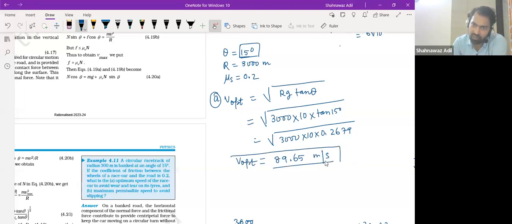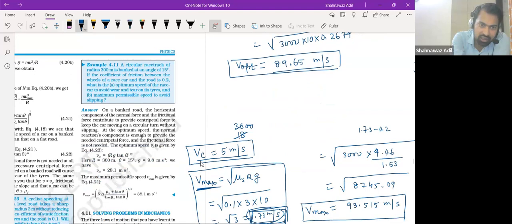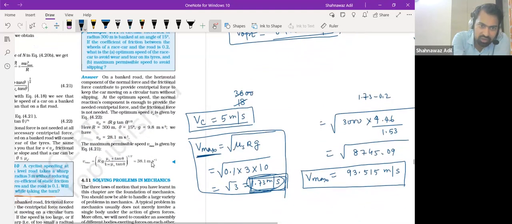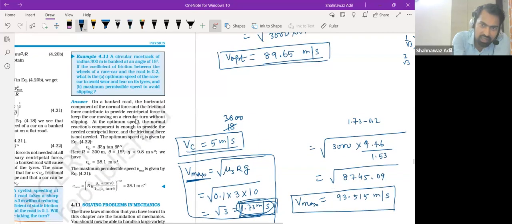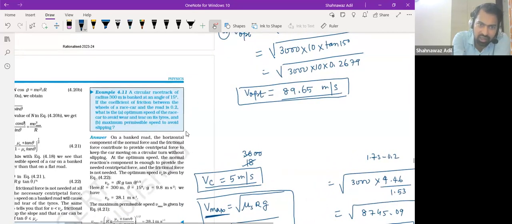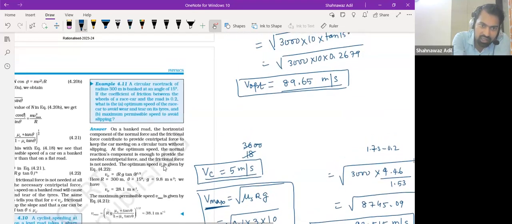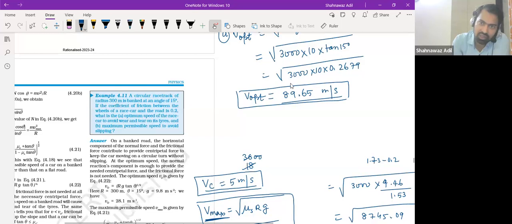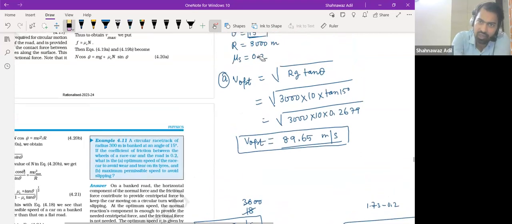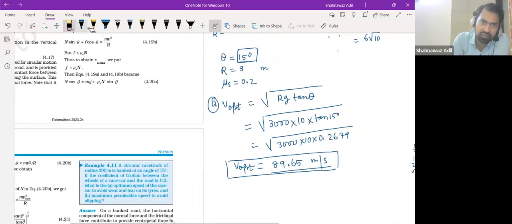So this is the speed with which the cyclist has to move so that his tire doesn't wear and tear. Rg tan theta, we are getting 89, and they are getting 28.1. Oh, I have written 3000. So this is 300, not 3000.